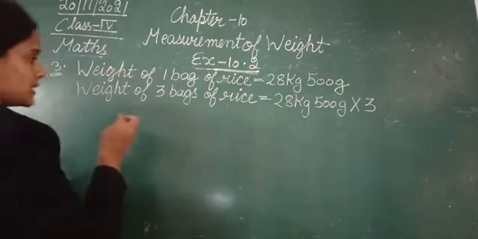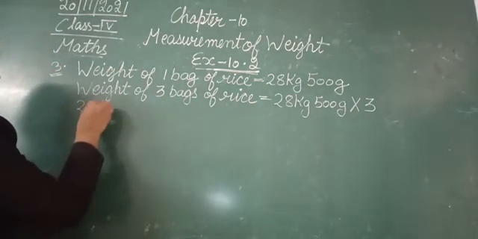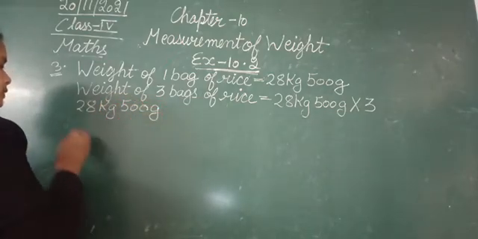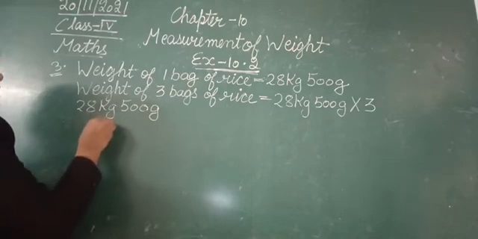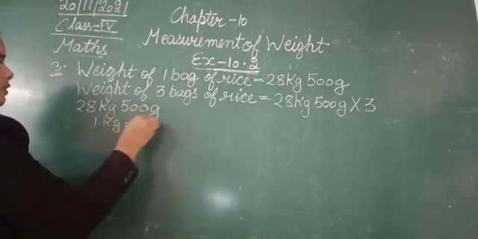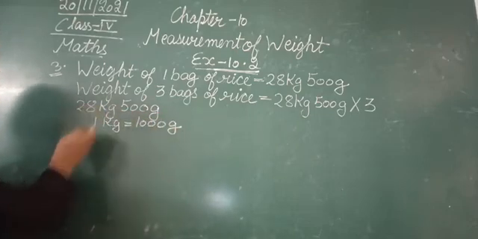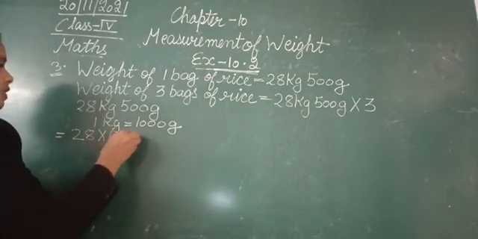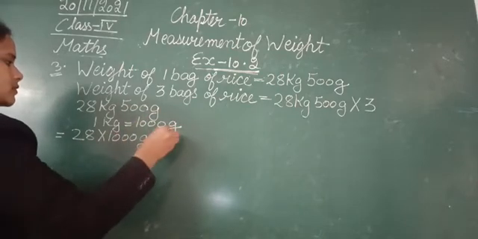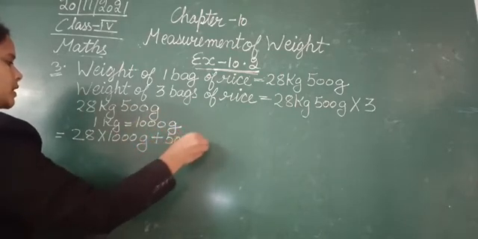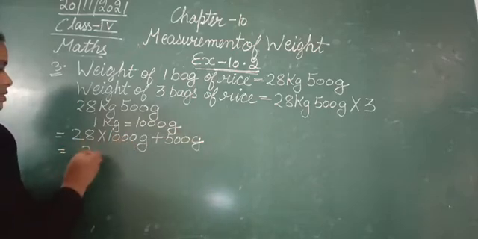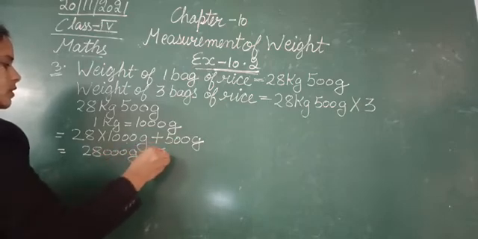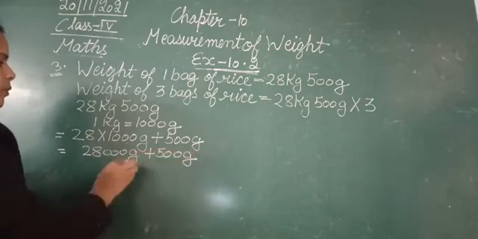So multiply 28 kg 500 gram. Okay, so first of all let's convert. 1 kg is equal to 1000 gram. तो 28 kg को ग्राम में कन्वर्ट करने के लिए we will multiply 28 with 1000, it will be gram, plus 500 gram. 28 multiplied by 1000, that is 28,000 gram, plus 500 gram.